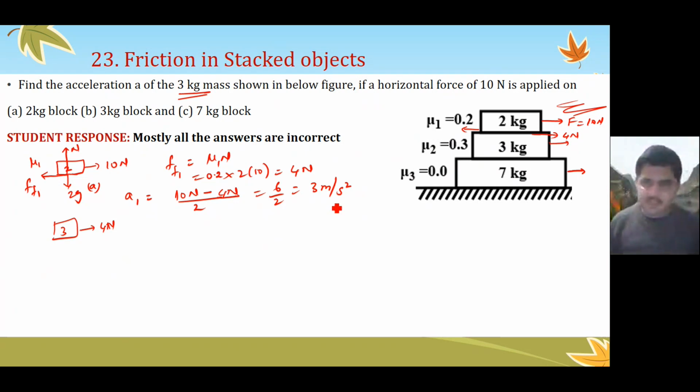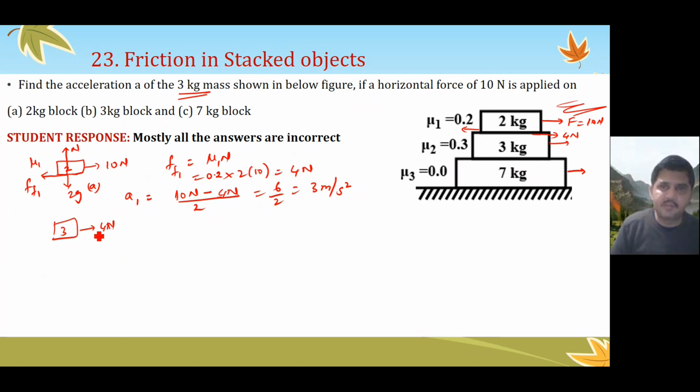If you ask me how much force this shares, I can say that of the 10 Newton, 4 Newton is being shared by this object. By this object in the sense this object plus this object. Now the object is pulled with 4 Newton like this.